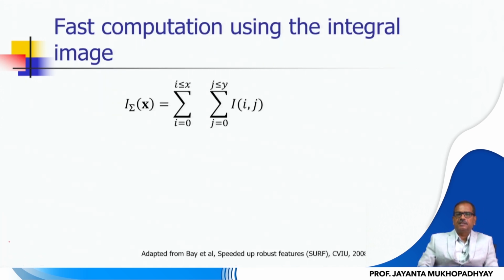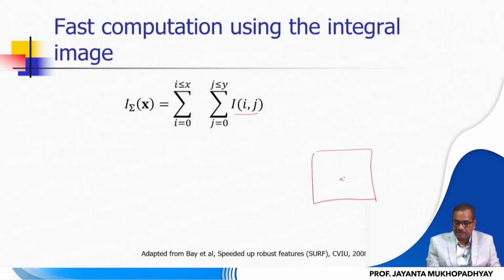So, let me give you a little bit of an idea of the integral image. This is the definition of an integral image. If I consider an image, at every point, say this is the point, the value would be the sum of all the pixels of this rectangle starting from this point. This is what we are computing here. If you compute it for all the points, that is the integral image.